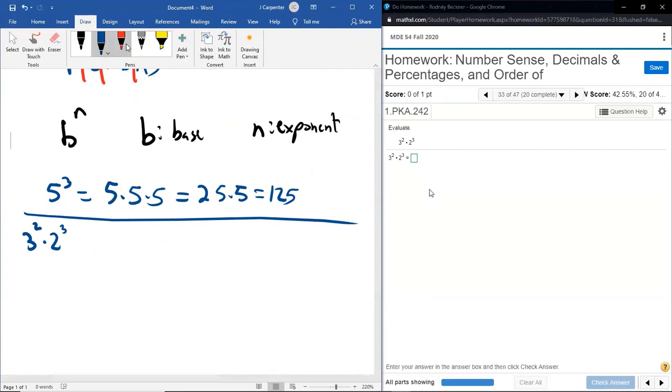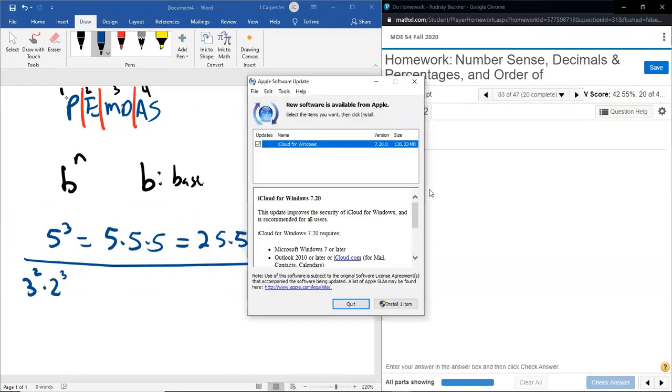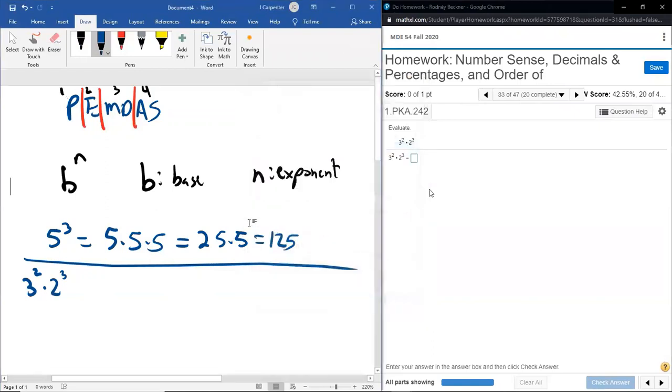You might say, oh, we'll multiply this 3 and this 2 and make it a 6. No, PEMDAS. Parentheses come first, which there aren't any. Exponents come second. Exponents come before multiplication and division. So you have to do the 3 squared first, then you'll do the 2 cubed. Then whatever you have for both of those, you'll multiply. So 3 squared is 3 times 3, which is 9.